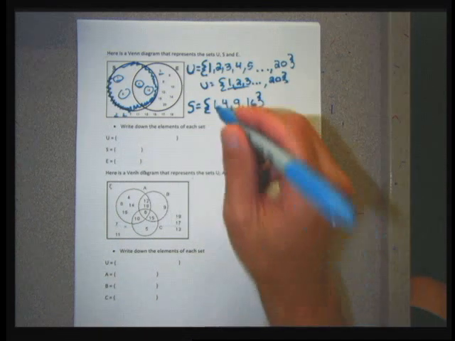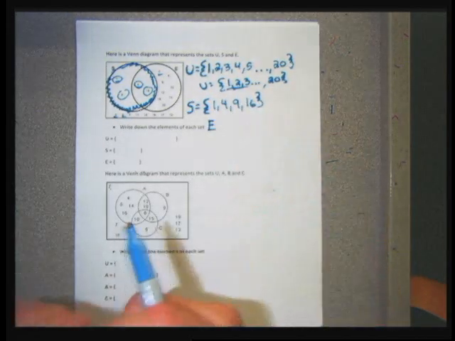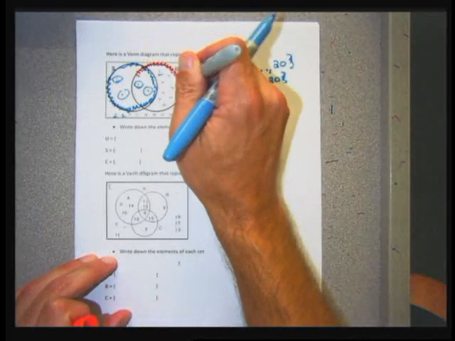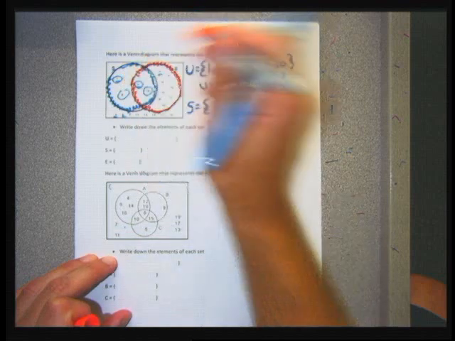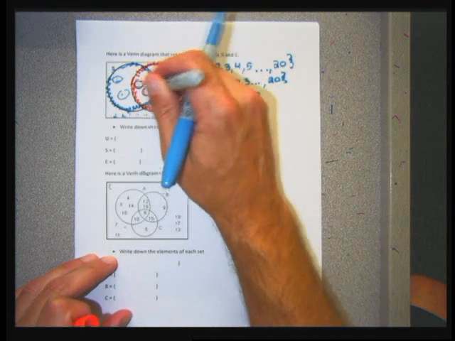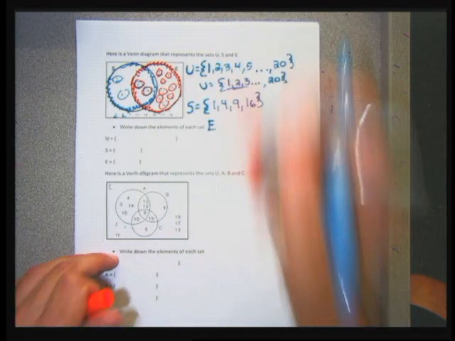The next set I want to list the elements for is the set E. And the set E is the left circle. Anything inside the left circle, even if it's also inside the right circle, or anything inside the right circle, even if it's in the left circle, is part of the set E. So all these things that I'm circling, hopefully in orange, are part of the E set.